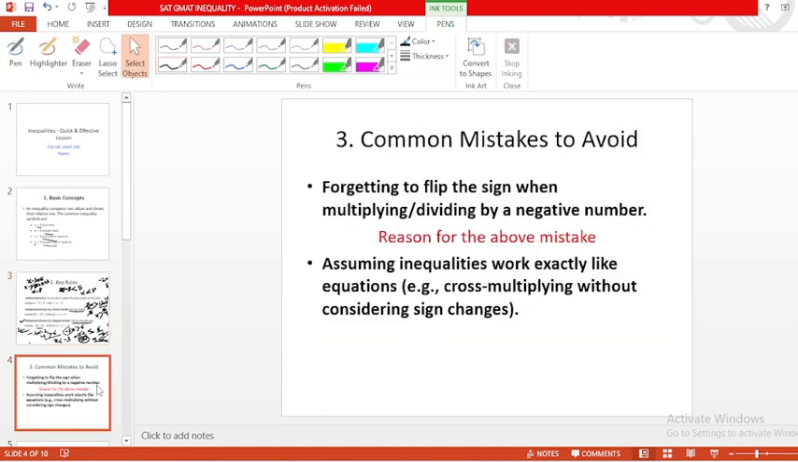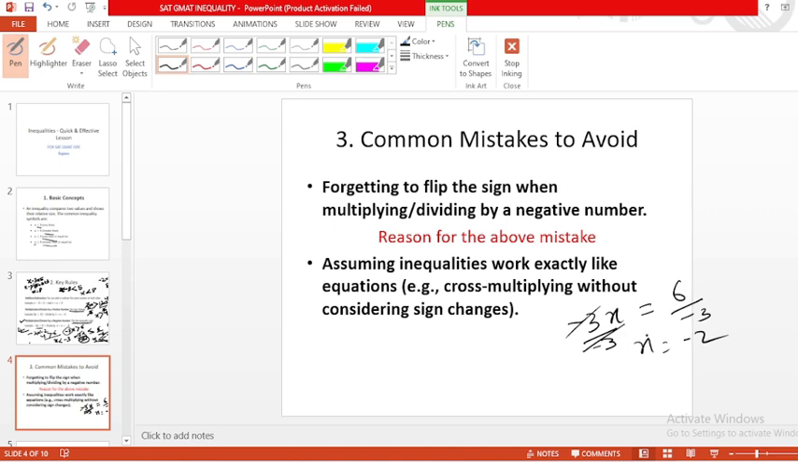So just what I was saying in the previous slide, common mistakes to avoid: forgetting to flip the sign when multiplying or dividing by a negative number. And why does this happen? Because in an equation, suppose we have -3x is equal to, say, 6. If we divide by -3 here, the equation sign will remain the same. Dividing by -3 to get rid of the -3, we get x is equal to -2.